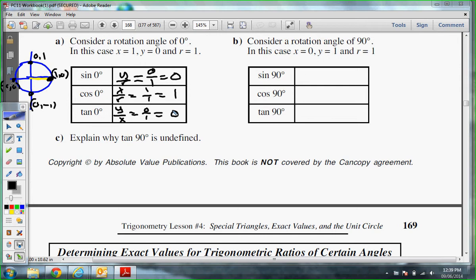Okay, now we're going to turn up. We're going to go up here to 90 degrees. That's where the 90 is, at the top. So now our values change: x is 0, y is 1, r is 1. So sine would be, again, y over r. That's going to be 1 over 1, which is 1. Cosine is x over r, 0 over 1 equals 0. And then the last one, we're going to get y over x, which is 1 over 0, which is undefined. Whenever we see divide by 0, that's non-permissible, right? It's undefined. So tangent is not defined at 90 degrees.